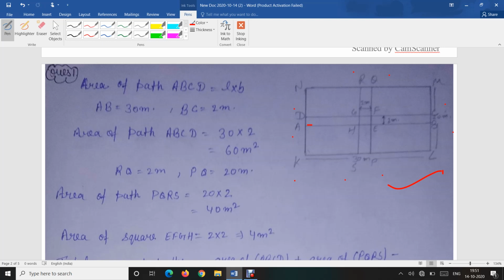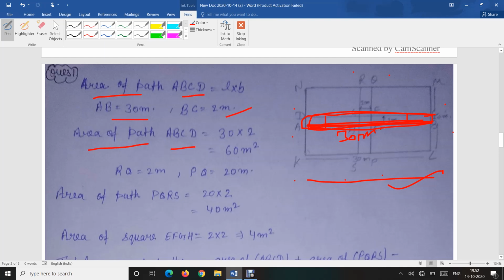See, the first road is this ABCD, which is also in the form of a rectangle. This is parallel to the length. So if the length is 30 meter, then this length will also be 30 meter. It is given that it is 2 meter wide, that means this portion is 2 meter wide from here to here. Breadth is 2 meters. So in the case of ABCD, length is 30 meter and breadth is 2 meter. So area of path ABCD, obviously length multiplied by breadth, which is equal to 30 multiplied by 2, which is equal to 60 meter square.